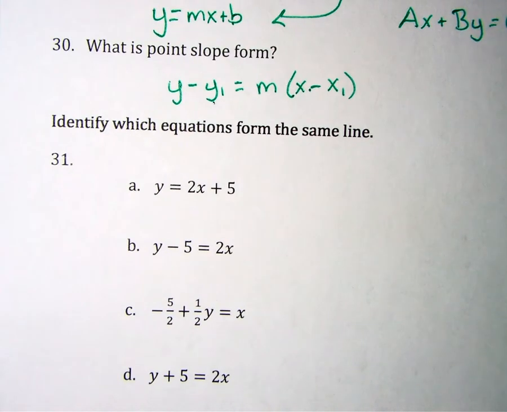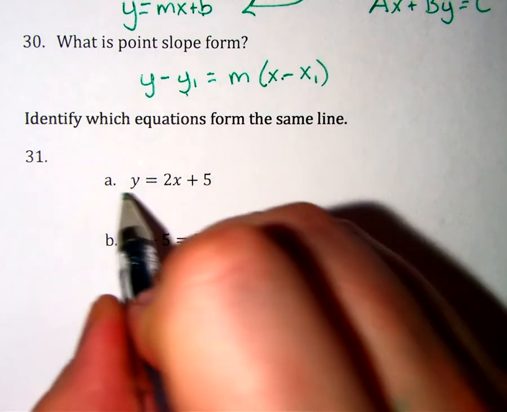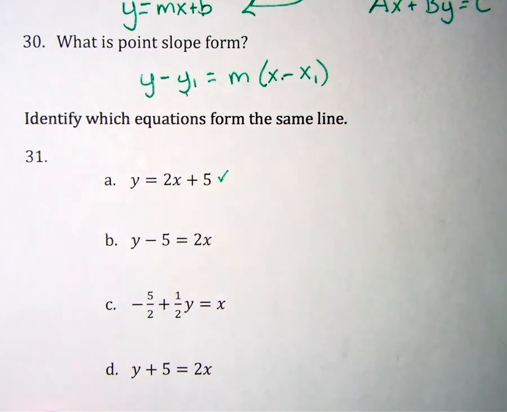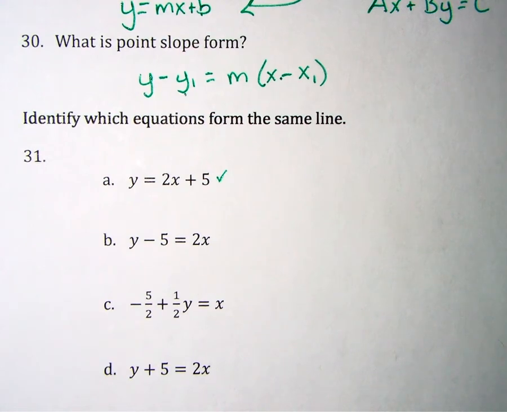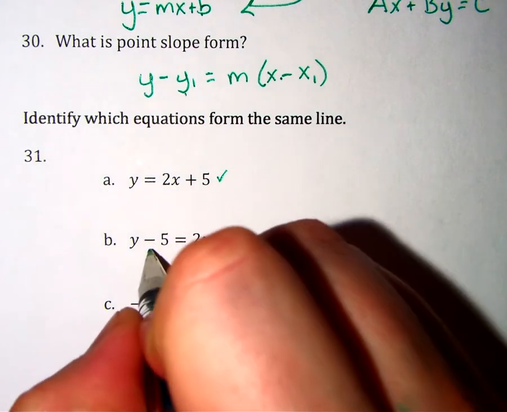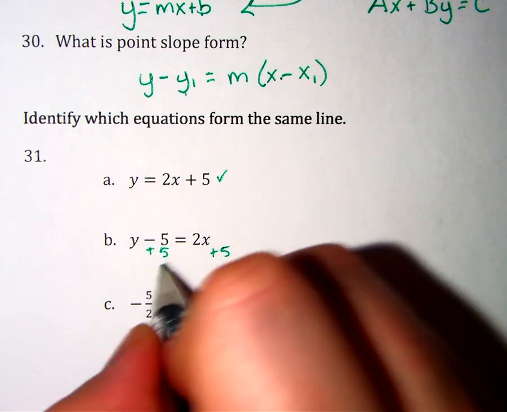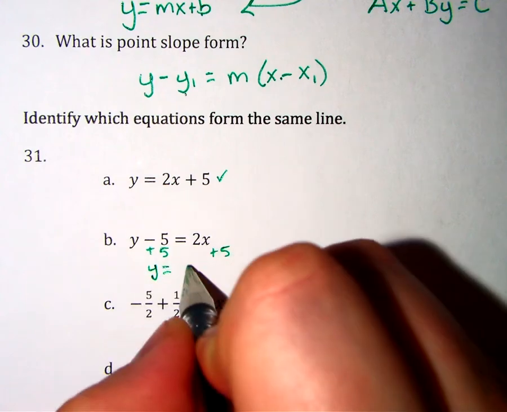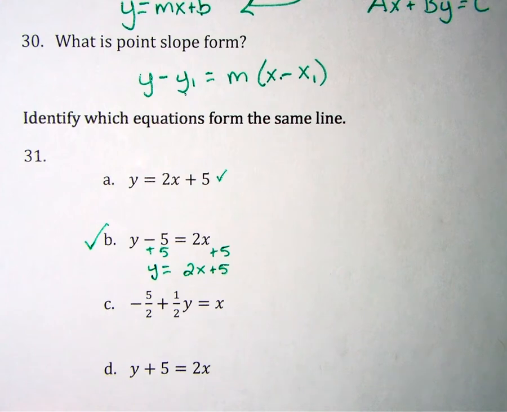Identify which equations form the same line. Now, the equations that form the same line are going to be the ones that simplify to the same slope-intercept form. So in order to determine which ones are the same, we're going to write them all in slope-intercept form and see which equations match each other. So here I will add 5 to both sides, and we'll be left with y equals 2x plus 5. Well, that one definitely matches.